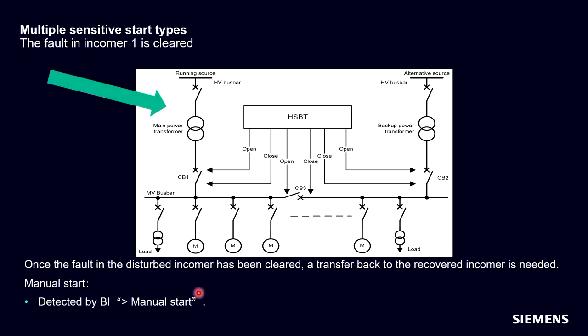And if the fault is cleared, then we want to switch back to recover the incomer. And this can be forced by a manual start. And this is detected by a binary input for the signal manual start.